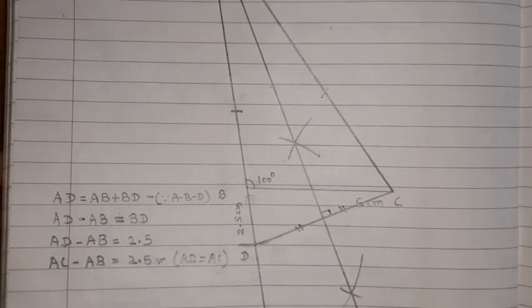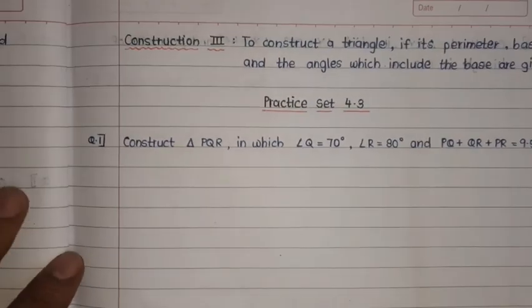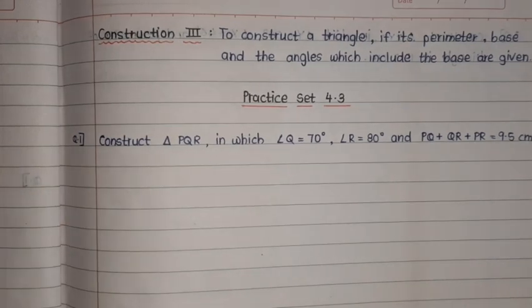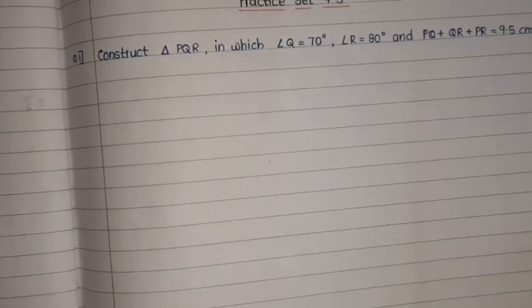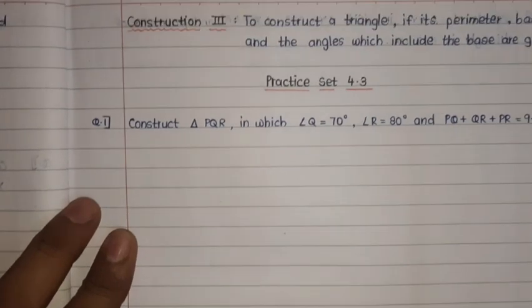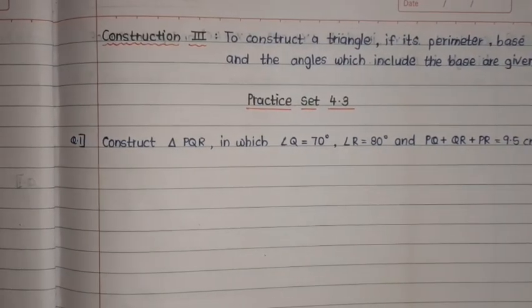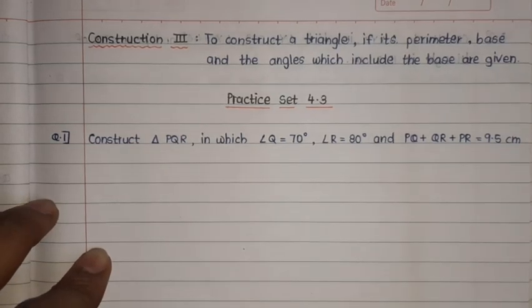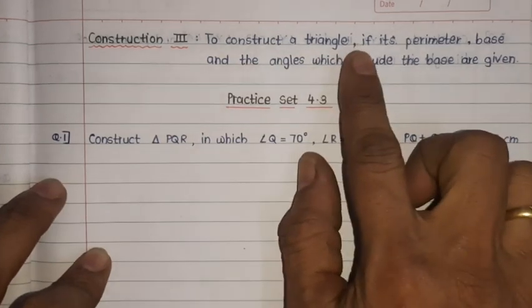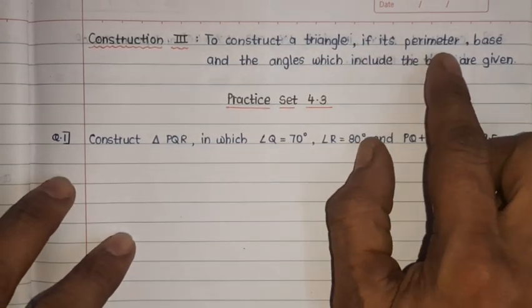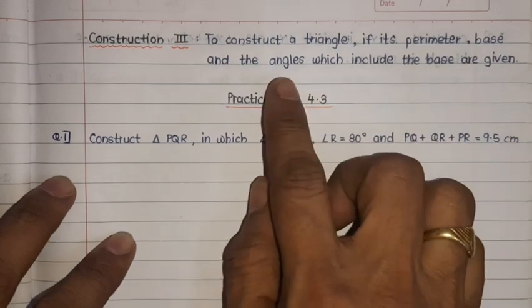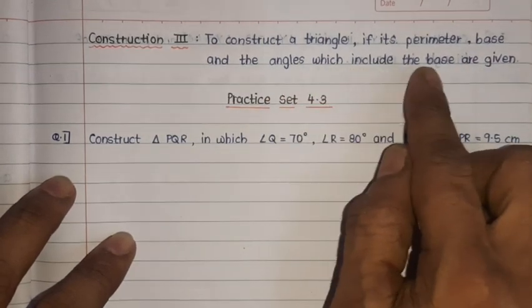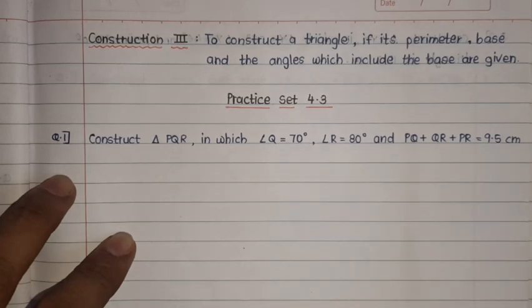Now, dear students, we have to start with the third type of construction. Very simple and very interesting. You will enjoy this construction. Construction third is given: to construct a triangle if its perimeter, base and the angles which include the base are given. Dear student, this is another type of construction.